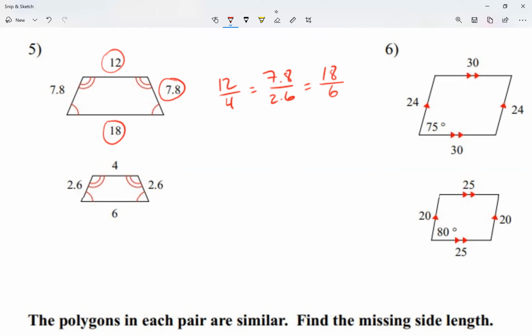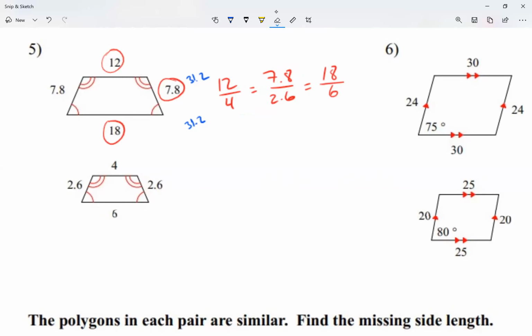I could simplify the fractions, or I could cross multiply. Let me cross multiply. Again, the only bad thing with cross multiplication is that I can only do 2 fractions at the same time, not all 3. So when I cross multiply here, 12 times 2.6, I get 31.2. When I go this way, 7.8 times 4, I get 31.2. So the first 2 fractions are proportional. I cross multiply and I get the same thing.